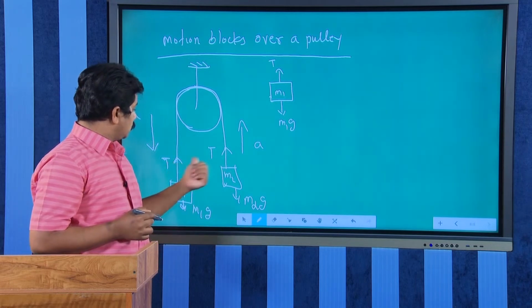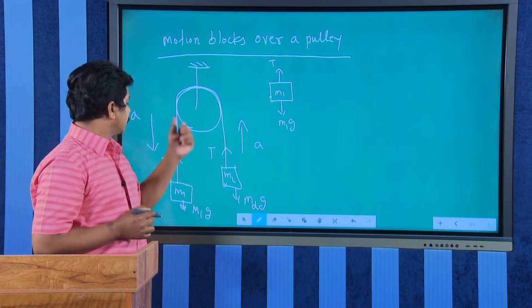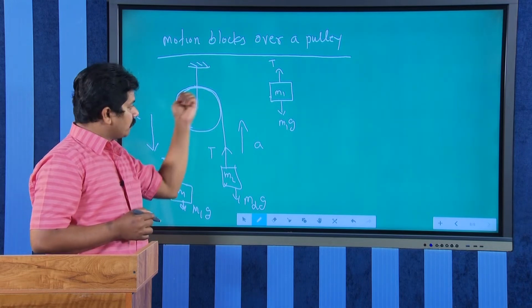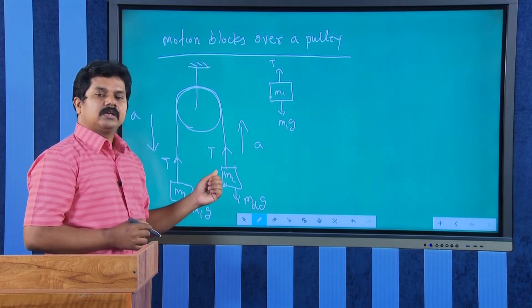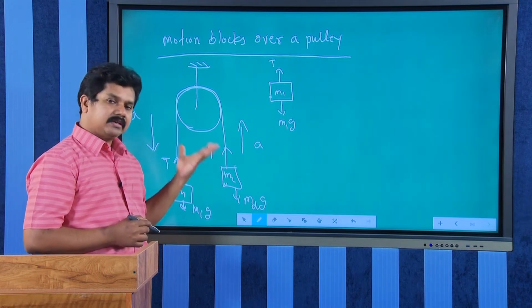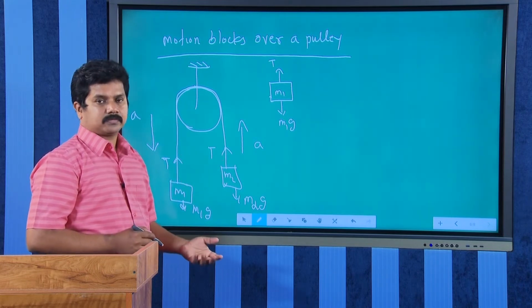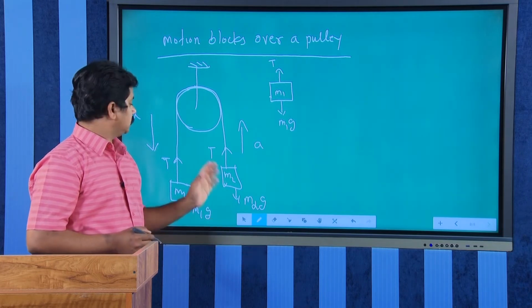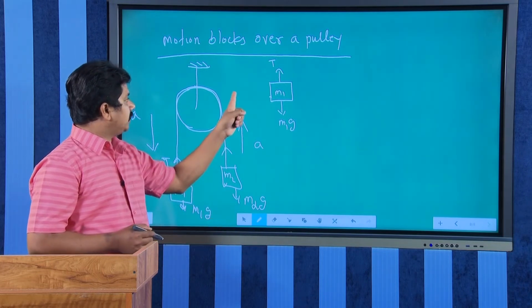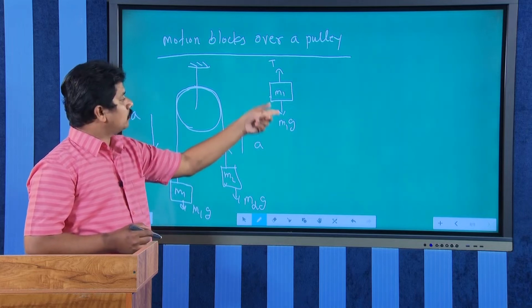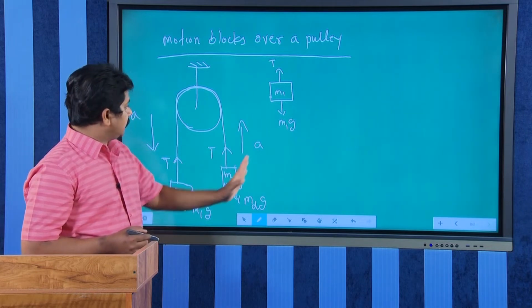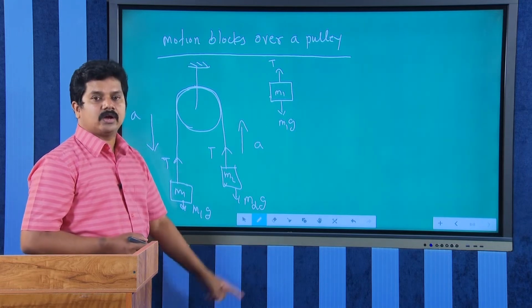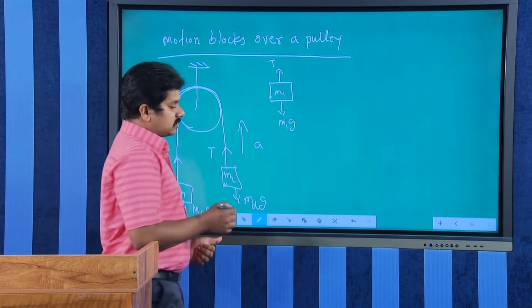These two T's are equal, tension acting on the string. This is a single string. When a single string is moving over a pulley, if the pulley is ideal, then tension will be same. So, tension acting on M1 and M2 are equal. It will be T and this also T. Now, what is happening here? The block M1 is moving down. So, what is the force equation?